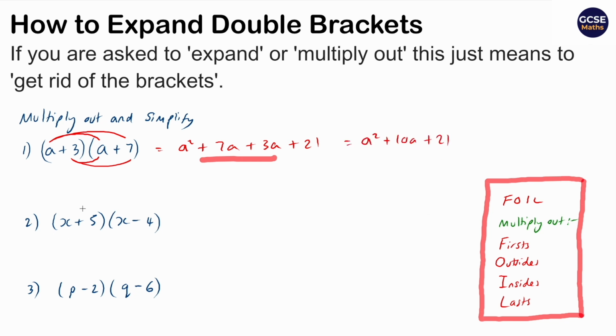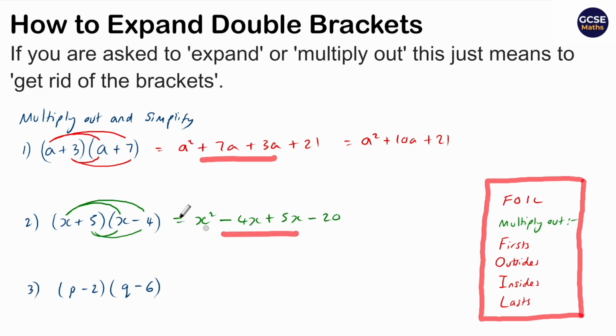Let's look at this next one. Multiplying the firsts. They're both positives, so it's positive x squared. Multiplying the outsides, positive x multiplied by a negative 4. Positive multiplied by a negative is a negative. X times 4 is just 4x. Insides, both positive. 5 times x, 5x. Lasts, positive times a negative is a negative, and 5 times 4 is just 20.